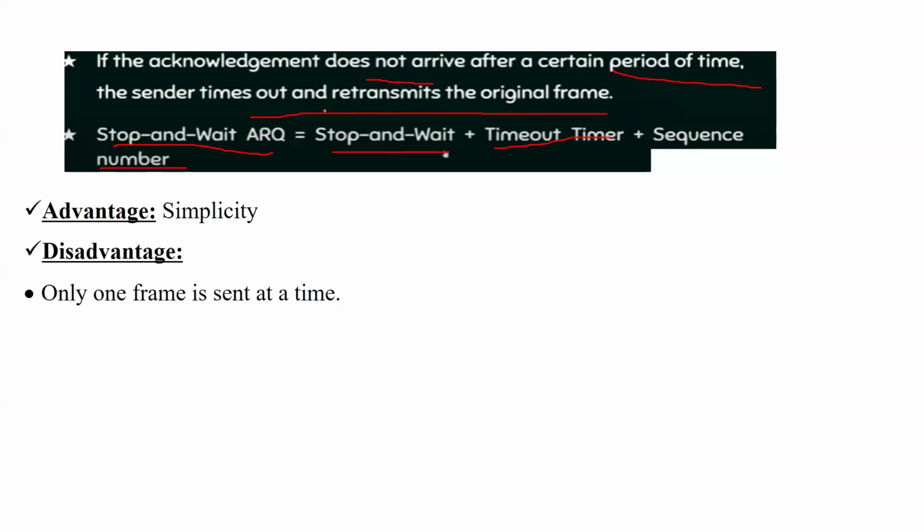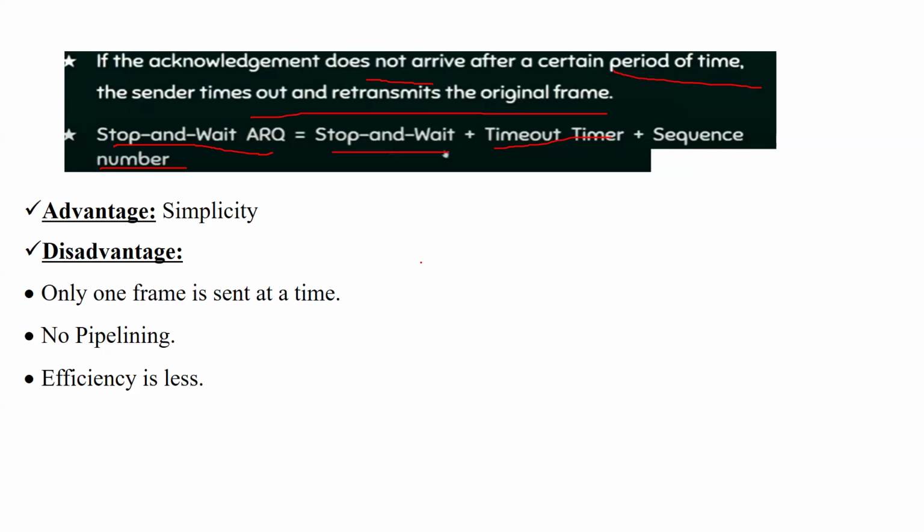Coming to the disadvantage: only one frame is sent at a time. That is the main disadvantage. Another disadvantage is there is no pipelining, and efficiency is very low here. Why? Because it has to wait for the receiver's acknowledgement. While it is waiting, the time is going to increase. So this is the stop and wait ARQ.